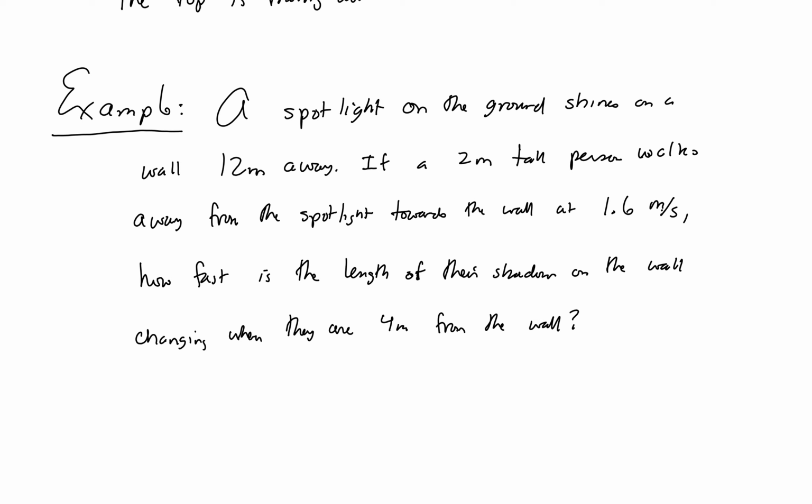Okay, so our setup here, we have a spotlight on the ground and it's shining against a wall 12 meters away. A 2-meter tall person is walking away from the spotlight towards the wall at 1.6 meters per second. And what we want to know is how fast is the length of their shadow on the wall changing when they're 4 meters from the wall.